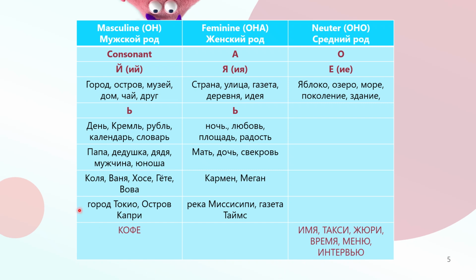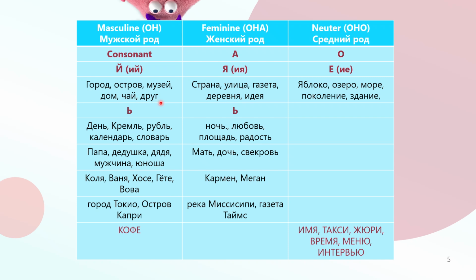First, look at the last letter of the word. If it's a consonant or y sound, then this word is masculine. For example, город, остров, музей, дом, чай, друг.